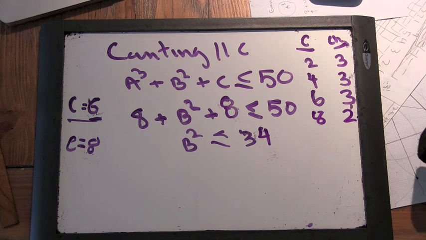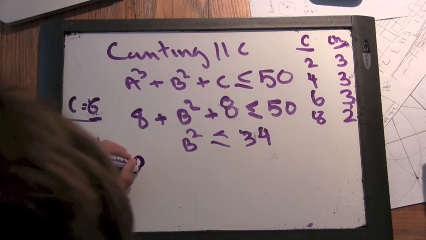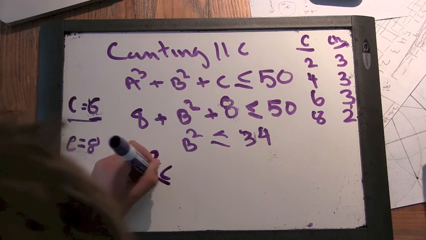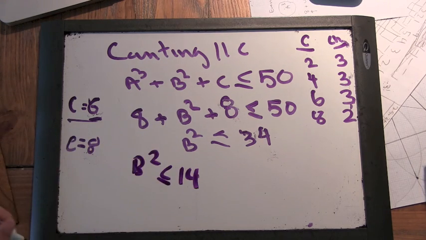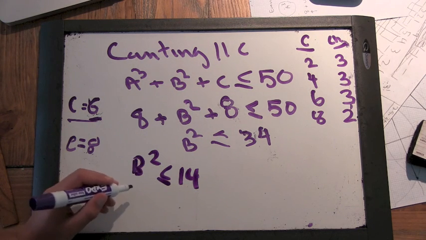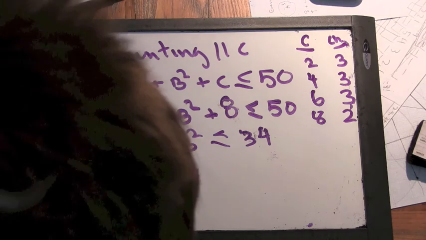Then when will the 2 choices end? Good question. This is the hard part about counting this case. When do the 2 choices end? When B squared is less than or equal to 14, they end, because when it's less than or equal to 16, that's the last one there is. So when does that happen?